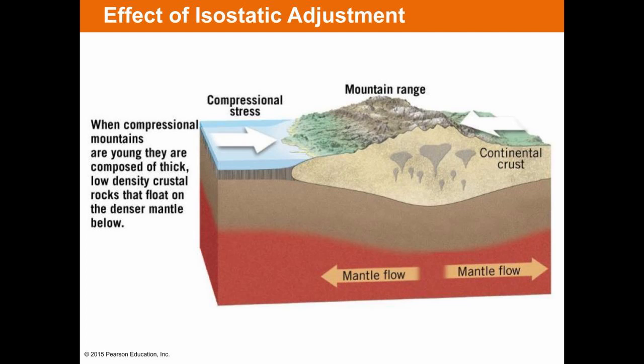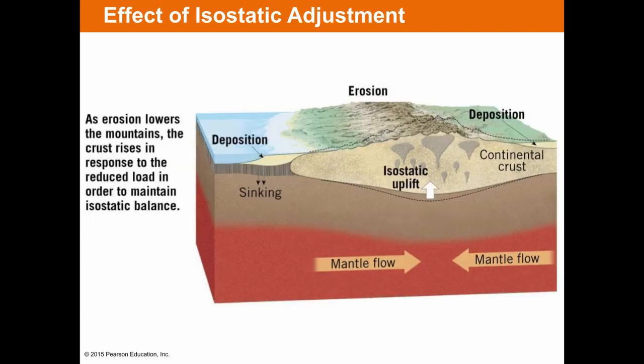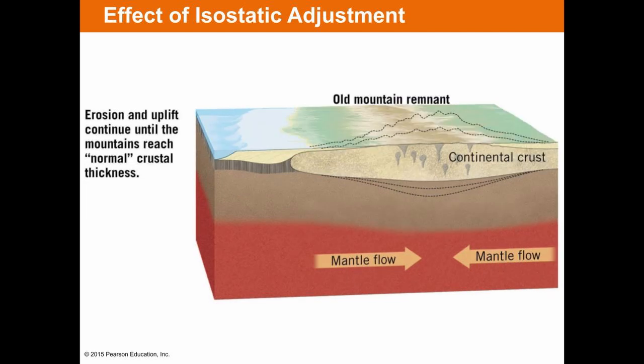The mantle flows away from this dense down-pushing of the rock. As you erode the mountain slowly and surely, the isostatic uplift pushes back up. The mantle flows back towards this depression, resulting in, eventually, erosion and uplift, returning the mountain range to a more normal thickness of crust.